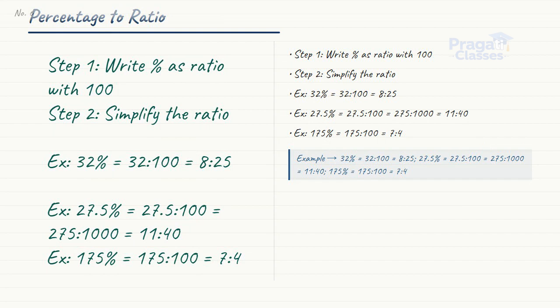Let's do 27.5%. Write it as 27.5 to 100. To get rid of the decimal, multiply both sides by 10 to get 275 to 1000. Now simplify, divide both by 25, and you get 11 to 40. And 175%? That's 175 to 100, which simplifies by dividing both by 25 to 7 to 4. Just like fractions, we're always looking to make the numbers as small and friendly as possible.